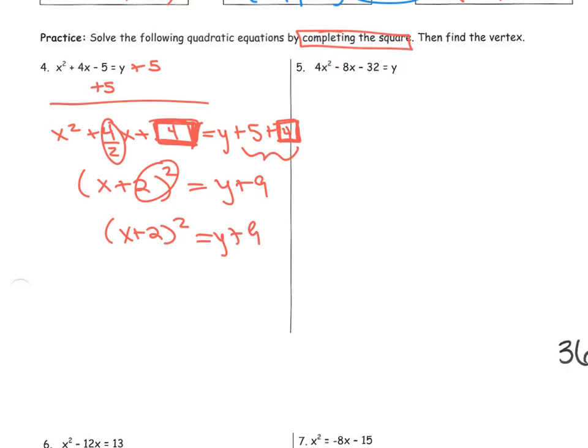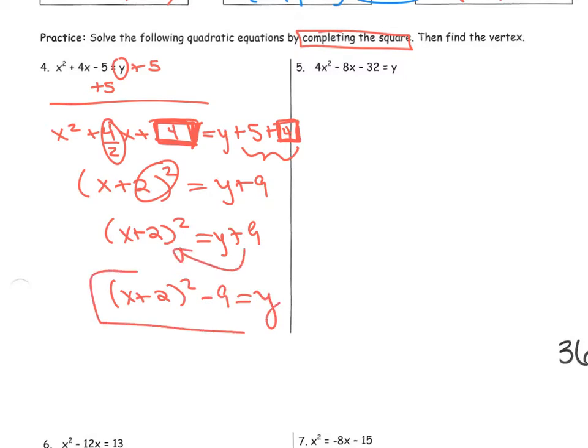We want to get y by itself, so I'm going to subtract over the 9. x plus 2 squared minus 9 equals y, right? Bring over the 9. And that's it. And in vertex form, if we were to write the vertex, okay, we take the opposite sign of what's inside the parentheses here.